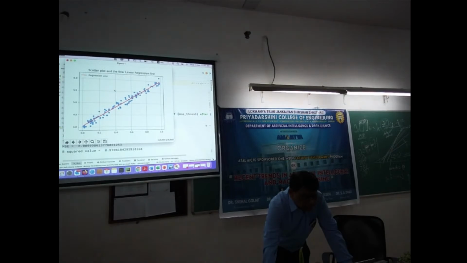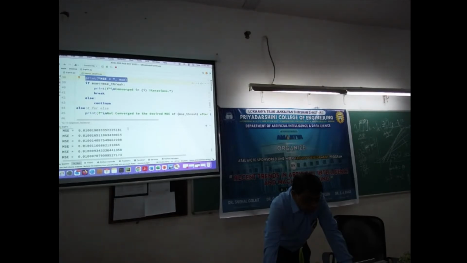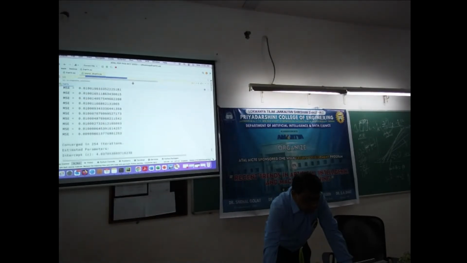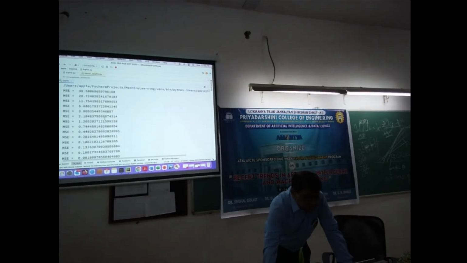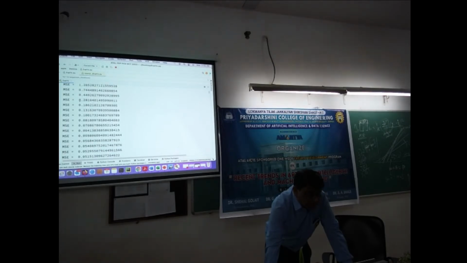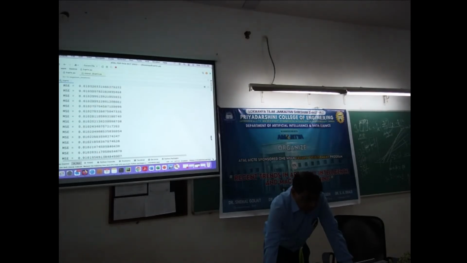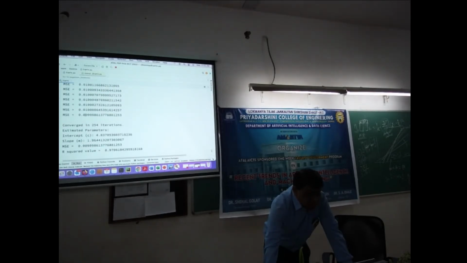Okay, so this is your graph. We already saw it, and this is the output. The MSE started from 36 and then started decreasing because your predictions were getting closer and closer to the actual values. At the end we can see our MSE is 0.0099, so it is less than 0.01, so it stopped. It converged in 54 iterations only, although we have given a maximum of 1000 iterations.